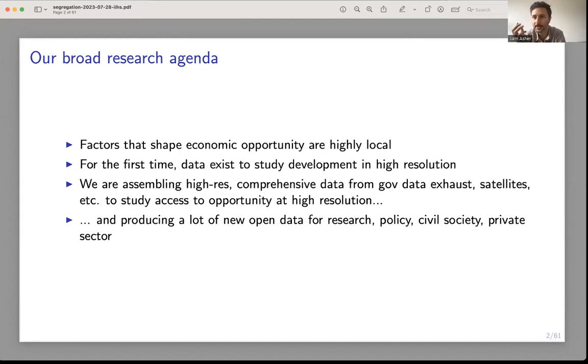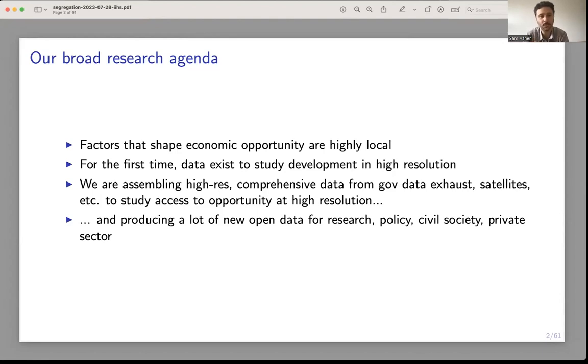And so we need to study the process of economic development and economic opportunity at that level at which people actually live. And so we're going to do this with big data. We're going to do this at scale, but we're going to focus on very high resolution units and understand how those factors shape people's lives.